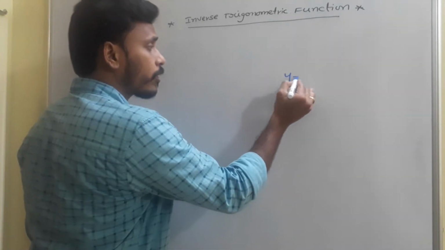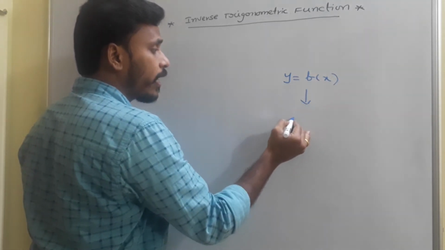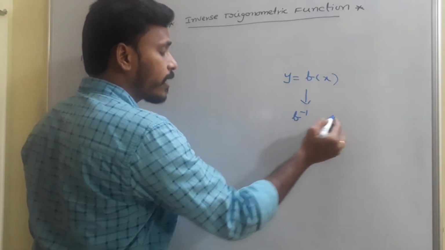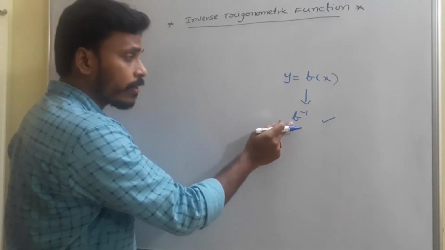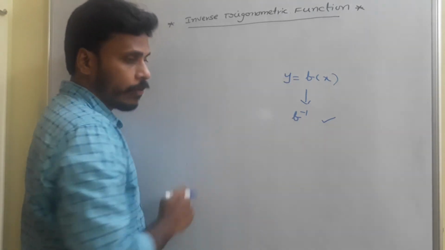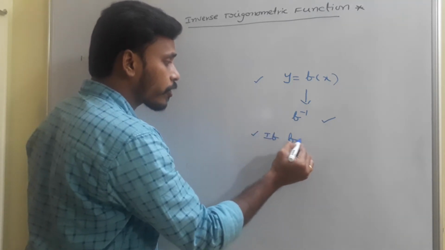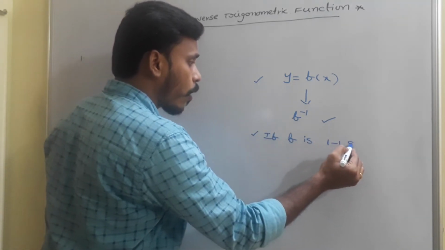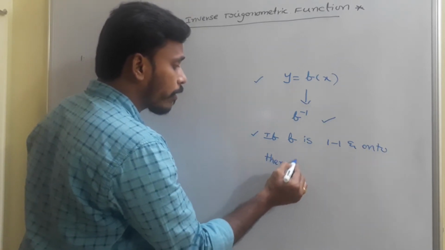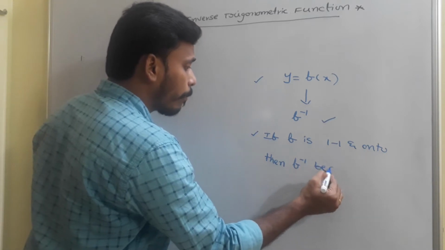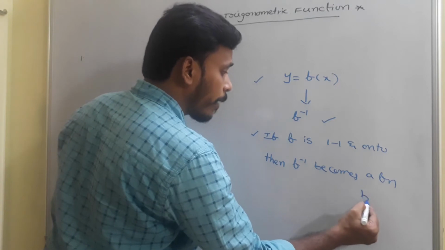If we have a function y is equal to f of x, and if you write its inverse, we call this f inverse the inverse of the function. And then we discussed that if f is a bijection, if f is 1-1 and onto, then that inverse of the function, f inverse, becomes a function, and specifically a bijection.